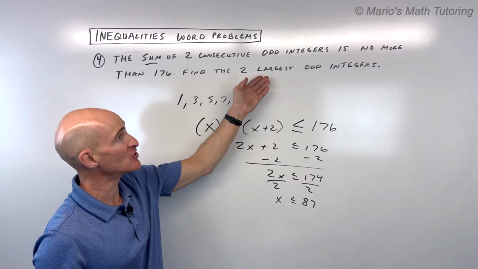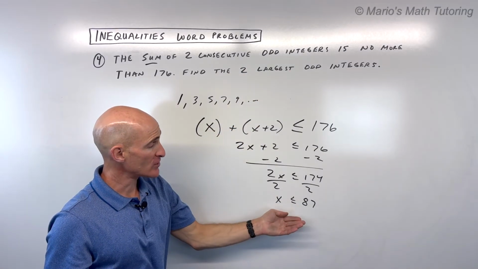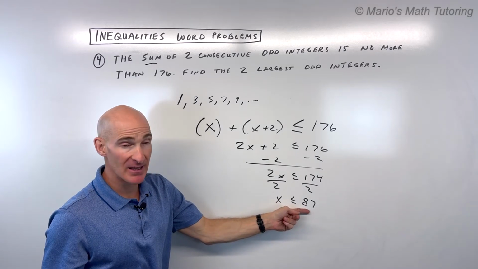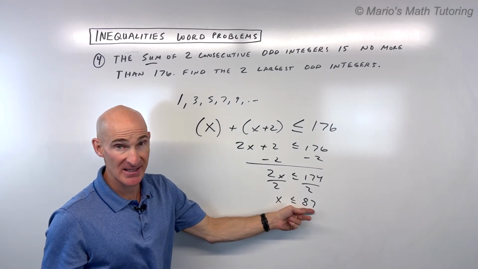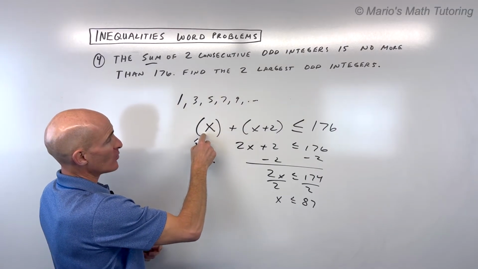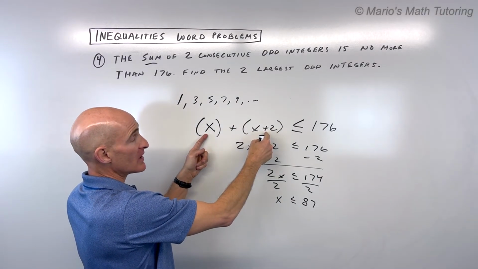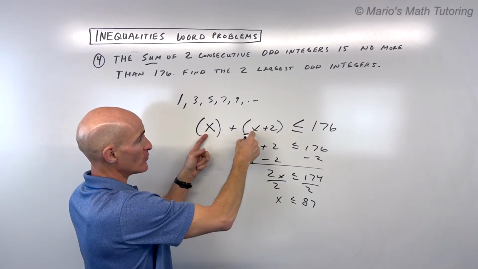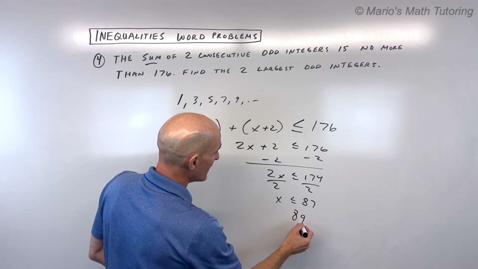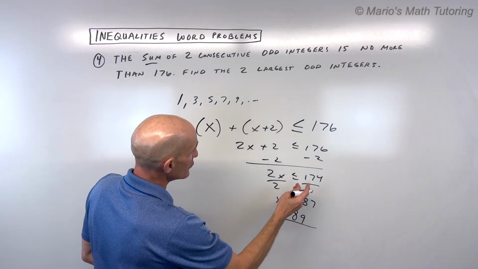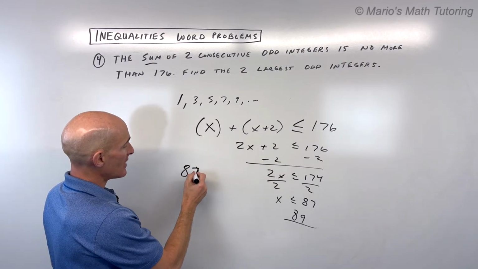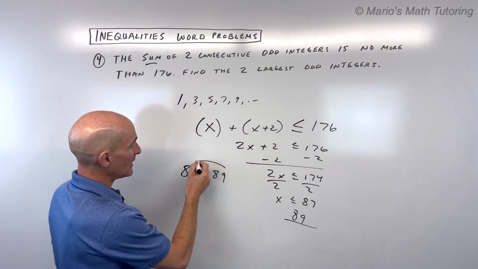Now it says find the two largest. Of course I could pick a number that's less than 87, but the largest here would be less than or equal to the 87 would be the largest, right? But what's 87? That's x. What's the next integer, the next consecutive one? It would be 89, right? So our two integers should be 87 and 89, and you can see if you add these together, you're going to get 176. So our two integers, 87 and 89.